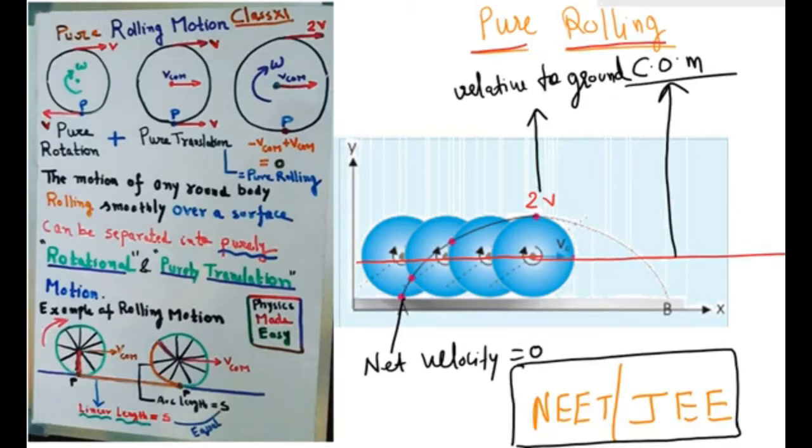So you must understand pure rolling is made up of two types of motion, and we generally study pure rolling by dividing the motion into two parts. Then we take points on the rolling body and try to find out the resultant vector due to linear translational motion and rotational motion.